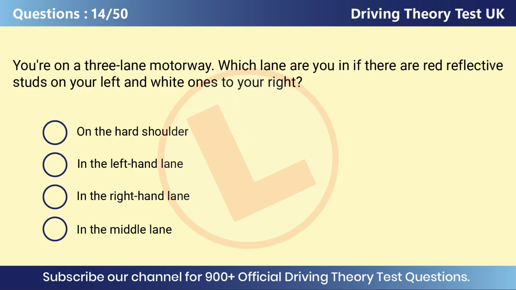Question 14. You're on a 3-lane motorway. Which lane are you in if there are red reflective studs on your left and white ones to your right? A. On the hard shoulder. B. In the left-hand lane. C. In the right-hand lane. D. In the middle lane.